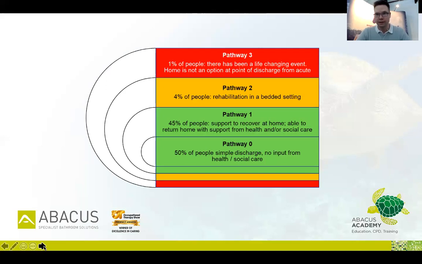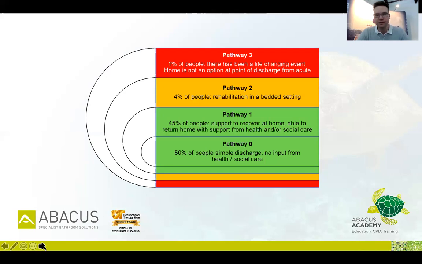Now, predominantly, I would suggest that is where our therapy caseload comes from, our inpatient wards. It says pathway 2 is 4% of those people who require inpatient rehabilitation in a bedded setting. I'm going to come on to myth busting far later in the webinar, but it's really important that we understand that inpatient rehab is built in to a discharge to assess process.